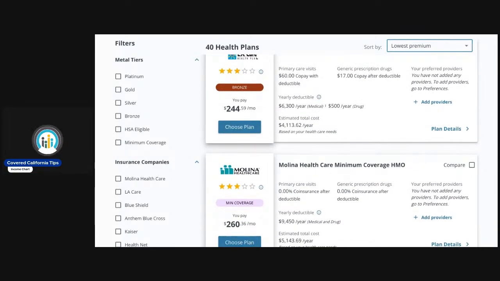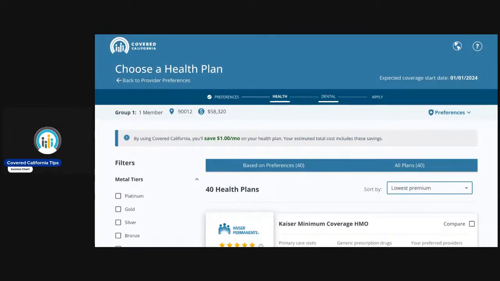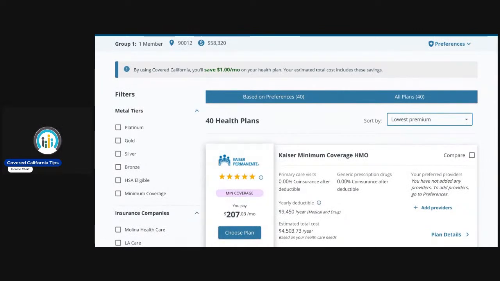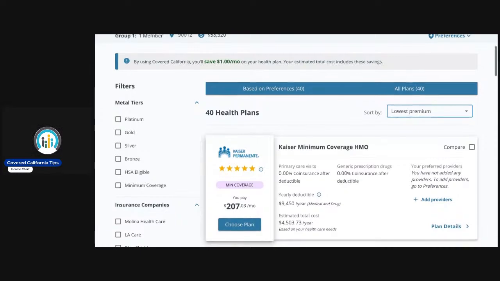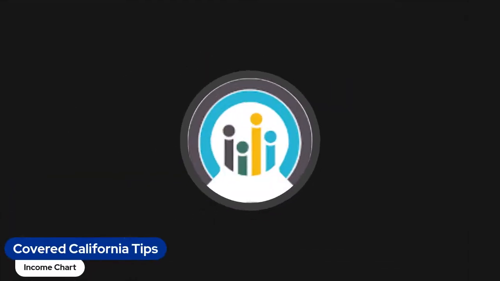That's why it's good to work with an agent who knows this inside out, who can assist you and guide you and get you the proper coverage and explain to you what the co-insurance is, what the co-pays are, what the deductible is, what the maximum out of pocket is. You really need to know what's going on with that. So, like I said, I didn't want to make this video too long. I just wanted you to be able to see some things and get some information about it.